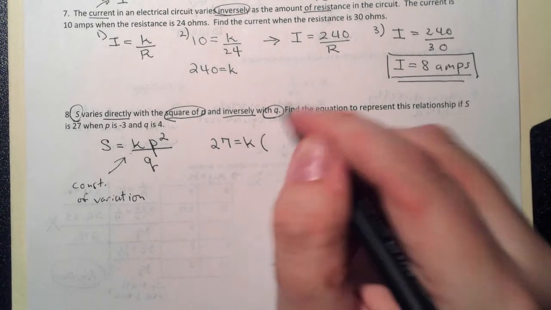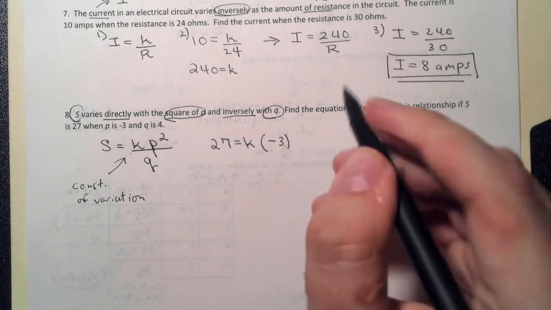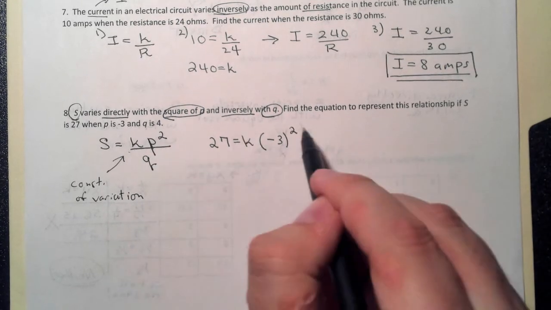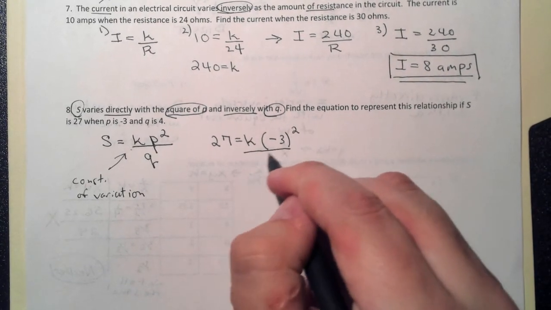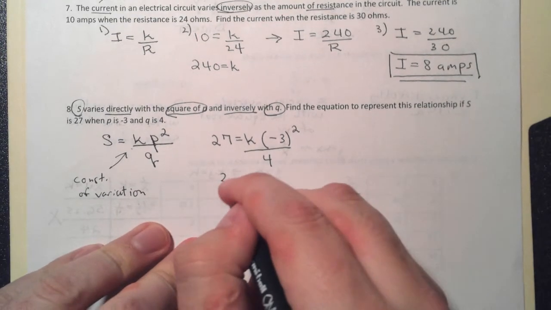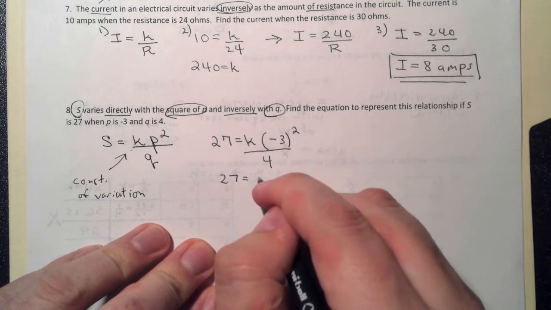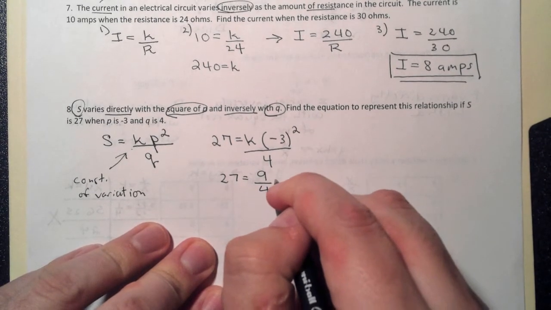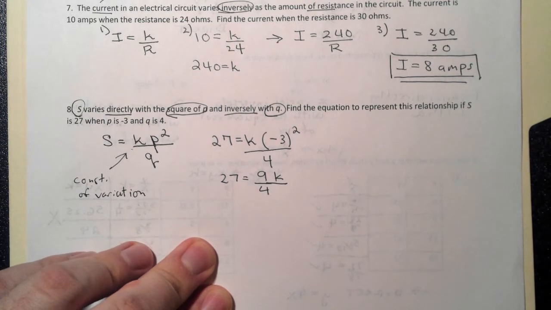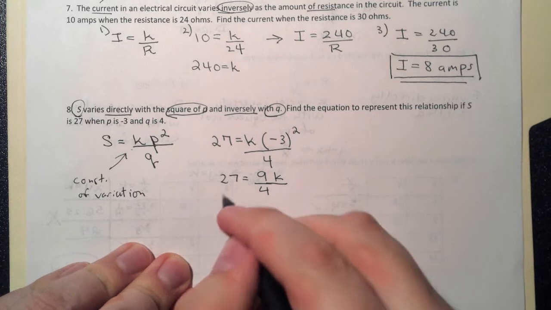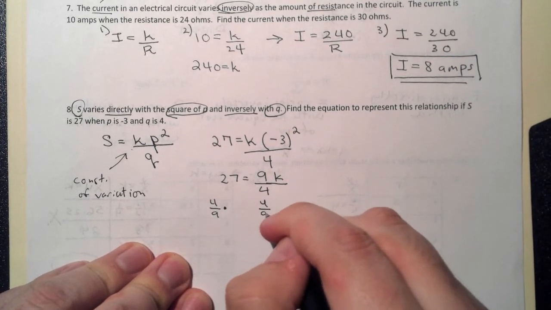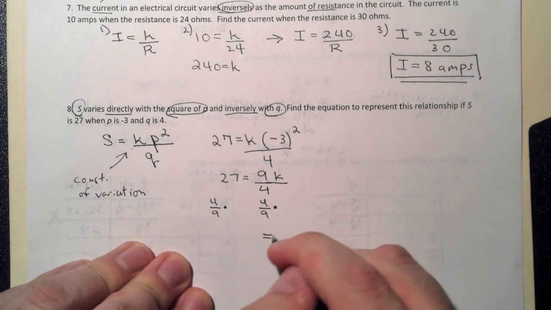And what I should find is this will give me the value of K. S is 27 when P is -3. I got to remember to square that. And Q is 4. Okay? So that means 27 is right here. This is 9/4 K, 9K over 4. How will I solve this? Well, I'll multiply by the reciprocal. 4/9 multiplied to both sides. Here I'll just be left with K.